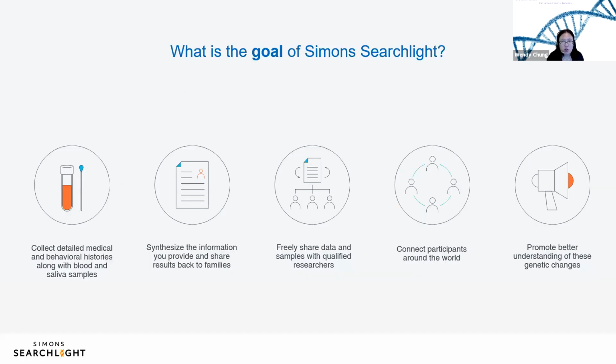So let me first start by explaining what this Simon Searchlight is. Believe it or not, we started this a little over 10 years ago, and this was meant to understand rare genetic conditions that were associated with neurodevelopmental issues, some of which included autism. That doesn't mean everyone with SCN2A has autism. But that is why we started, because some people do have autism associated with this.